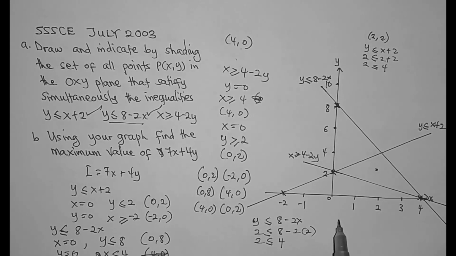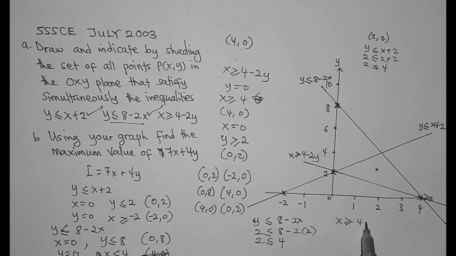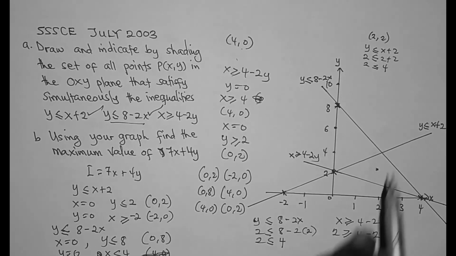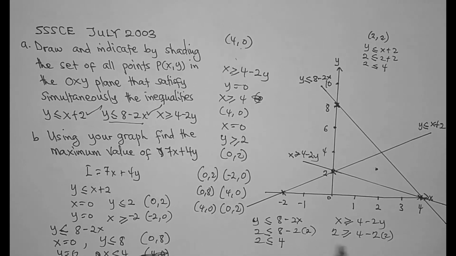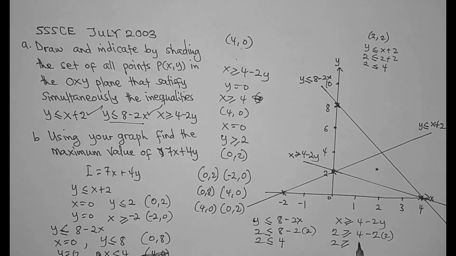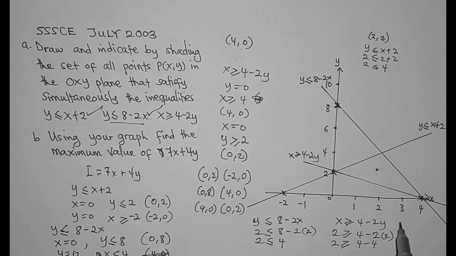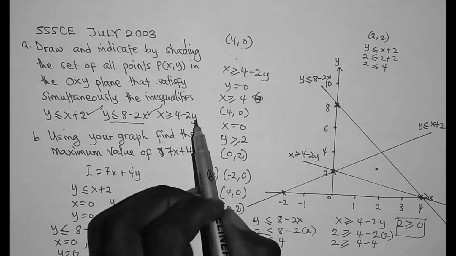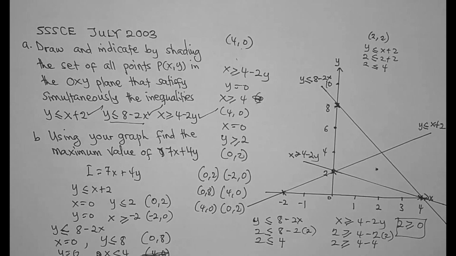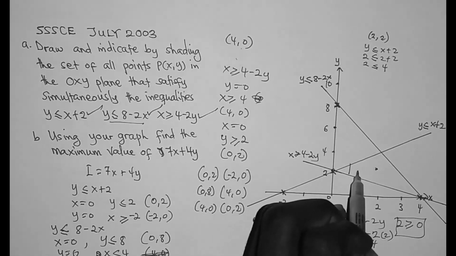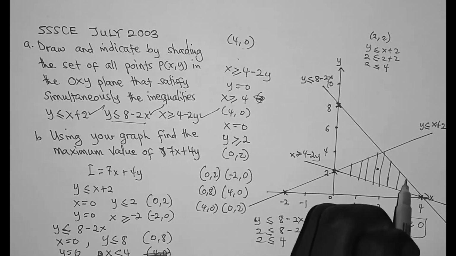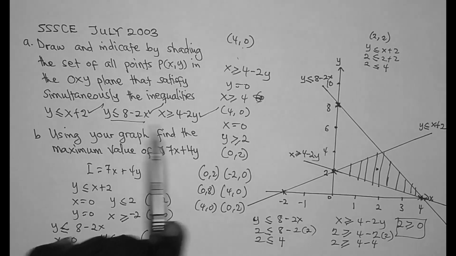Then from here, we have x is greater or equal to 4 minus 2y. So 2 is greater or equal to 4 minus 2 times the y component, which is 2. So 2 is greater or equal to 4 minus 4. And so 2 is greater or equal to 0. And this is also true. And therefore, that point also satisfies this inequality. So you can see this region is the required region for this set of constraints.